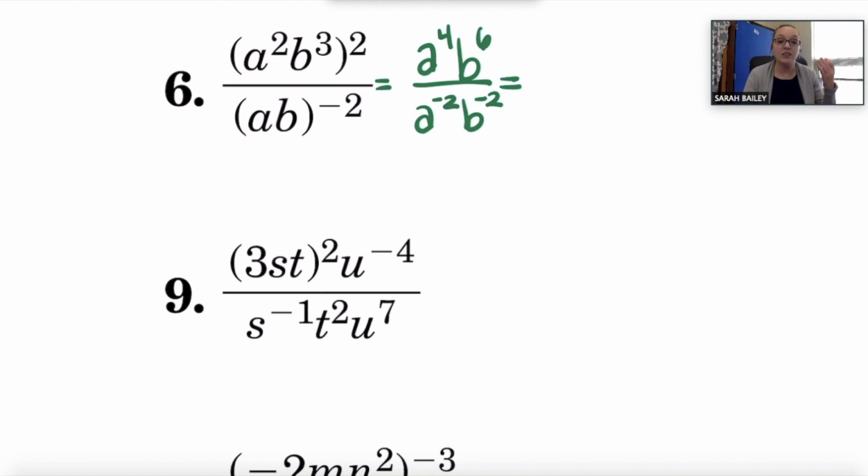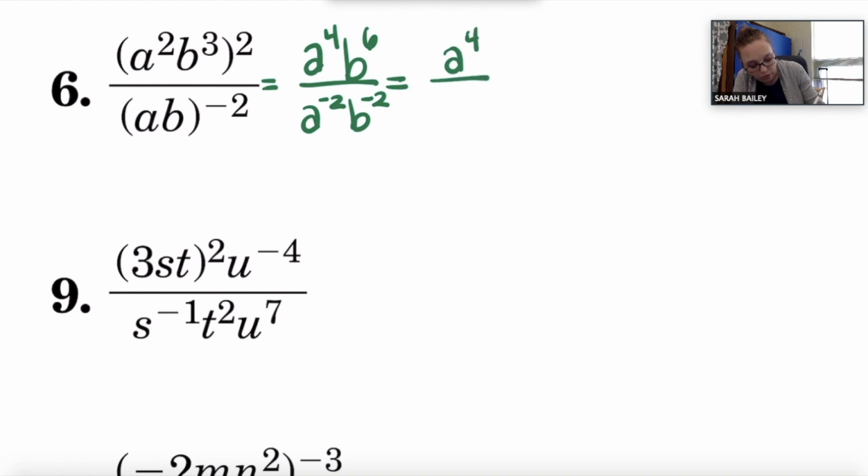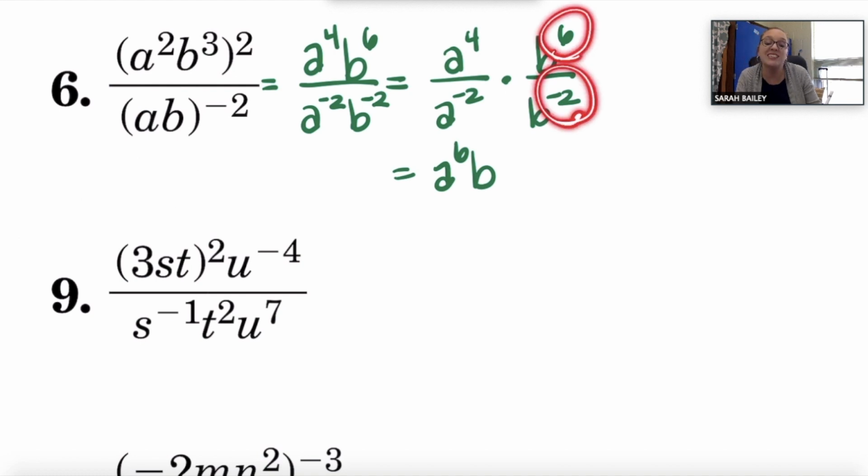Okay, now I'm going to take it step by step, just like I did on the first page here. So I'm going to do a to the 4th divided by a to the negative 2 times b to the 6th divided by b to the negative 2. So when I do that, I'm going to keep that a. And then these exponents, remember, they get subtracted. So I'm doing 4 minus negative 2, which is 6. And then I'm going to do that again here with these exponents. But I'm going to do 6 minus negative 2, which is 8. So I get an answer of a to the 6th power times b to the 8th power. I don't have negative exponents in my answer, so I'm finished.